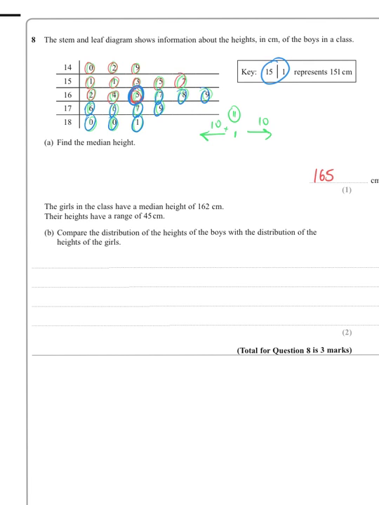The next part of the question says, the girls in the class have a median height of 162 centimetres and their heights have a range of 45 centimetres. It says compare the distribution of the heights of the boys with the distribution of the heights of the girls. Well, if we wanted to compare the distributions, then if we did boys here and girls, and we look at median first, then from our information we worked out the median height for boys was 165 centimetres and for girls it's 162.